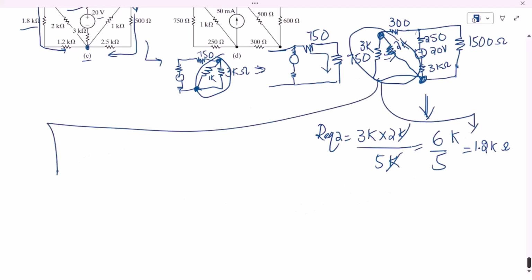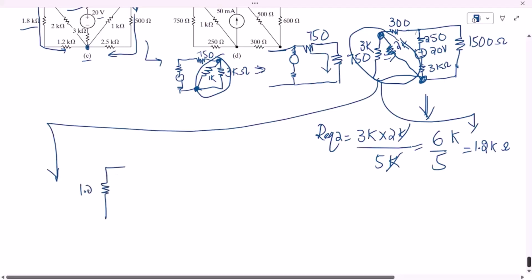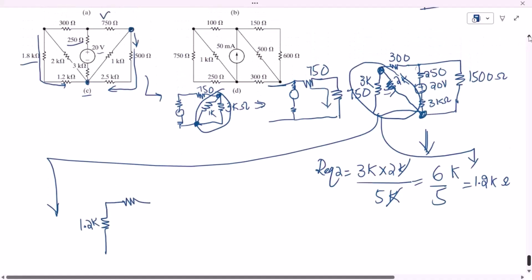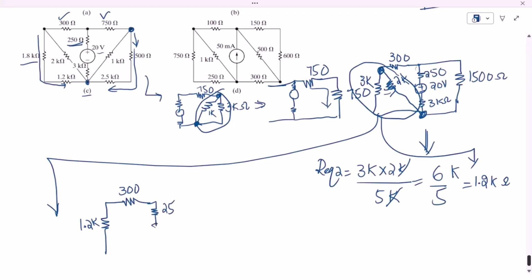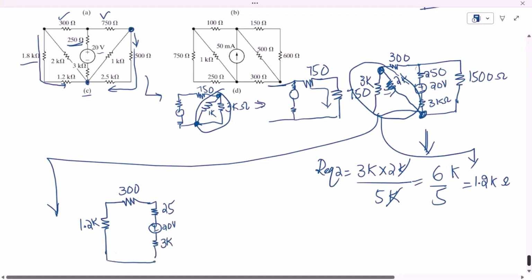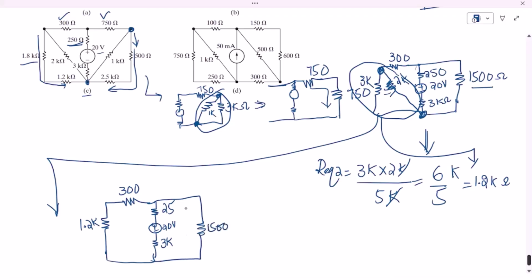Let me redraw it. Redrawing it, I will get here 1.2 kilo ohm. This is now how much? Let me see it again. This is 300 ohm. Yes, 300 ohm. And here we have this resistor which is 250, the source which is 20 volts, and another resistor which is 3 kilo ohm. On the other side of it we have this 1500 ohm. This is the simplified circuit.